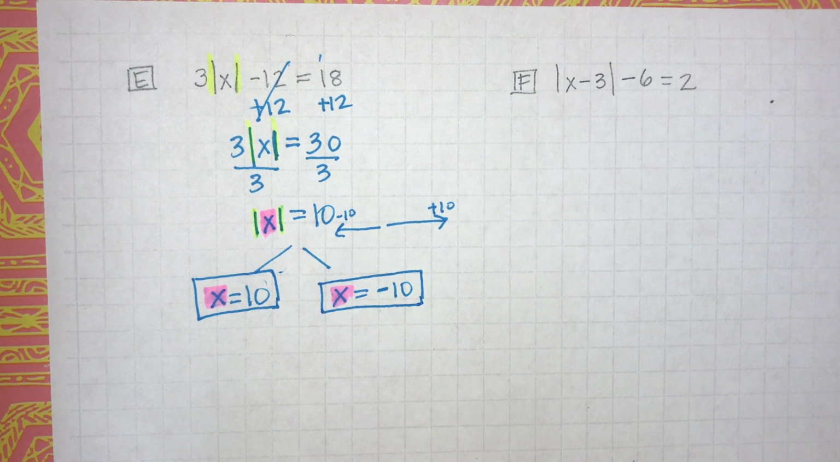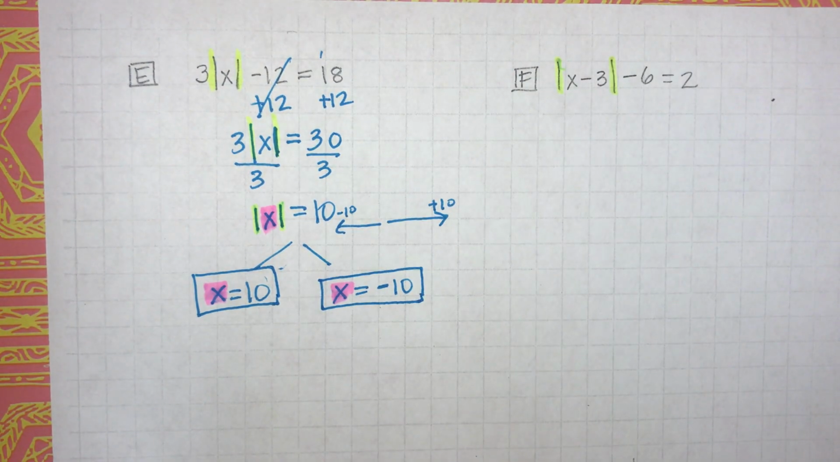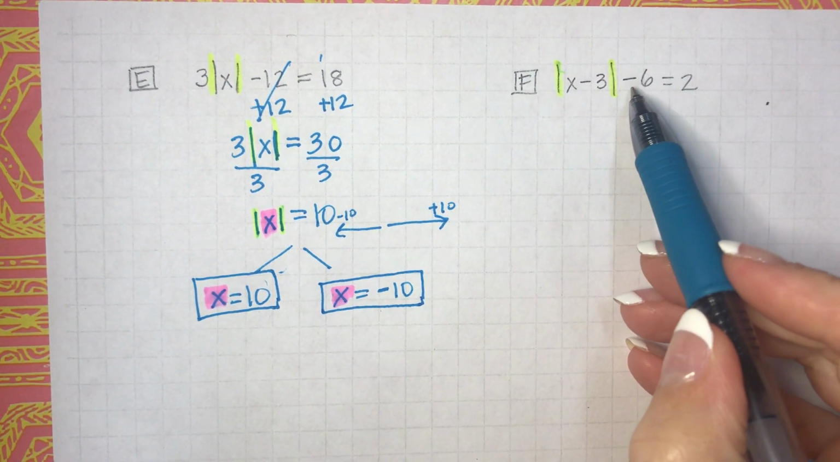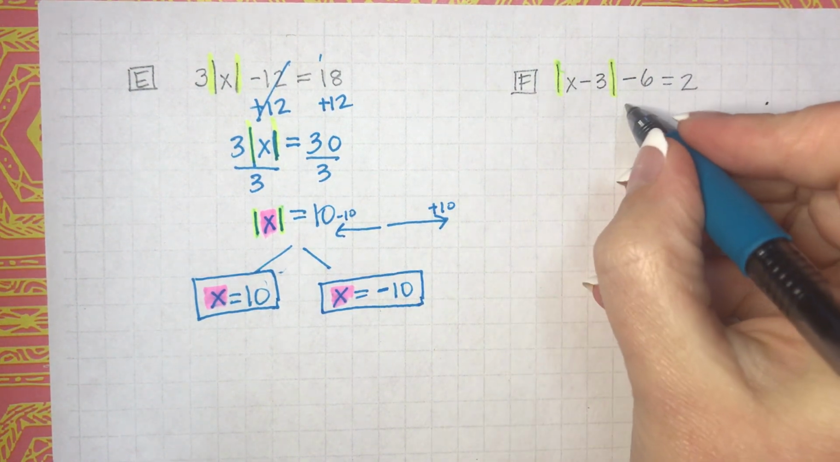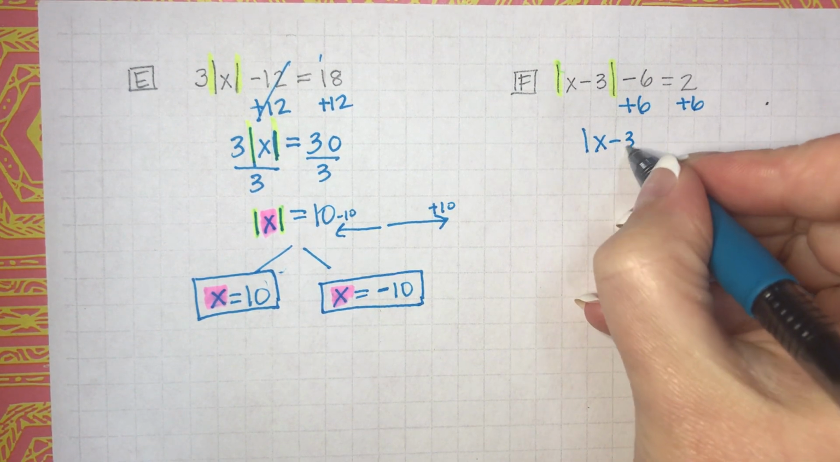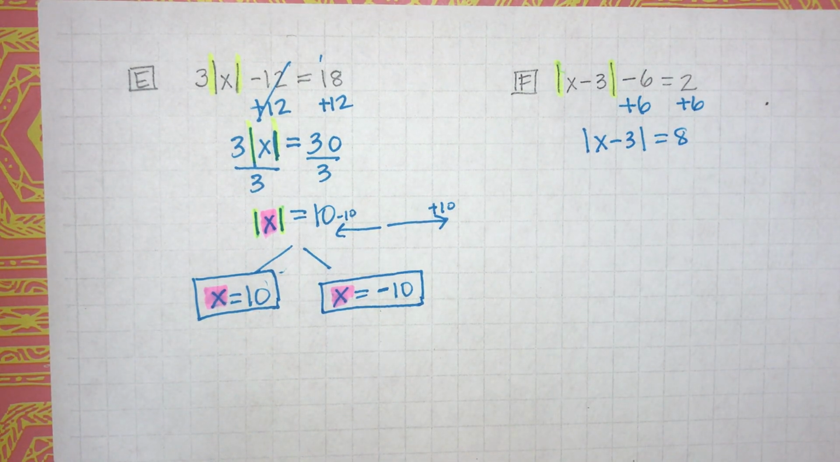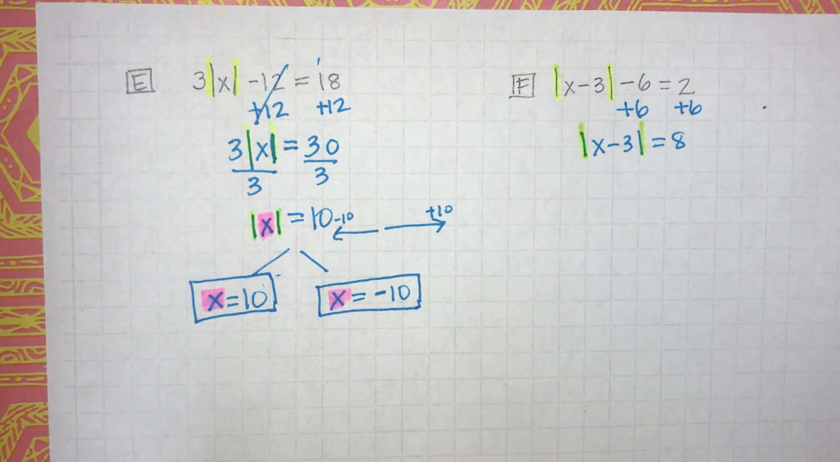Now remember, the first thing we need to do is isolate those absolute value symbols right here. To get those by themselves, the only thing on this side is the subtracting by 6. So we're going to do the inverse operation of subtraction, which would be addition. We're going to add 6 to both sides. We end up with the absolute value of x minus 3 equals 2 plus 6, which is 8. Now we've isolated those absolute value symbols. It's the only thing on that side of the equation.